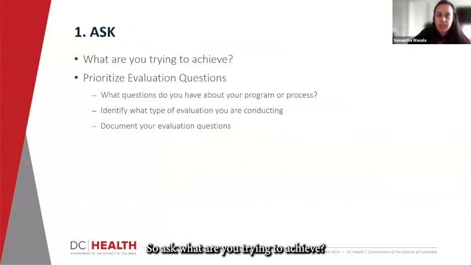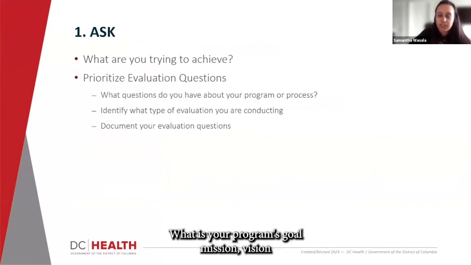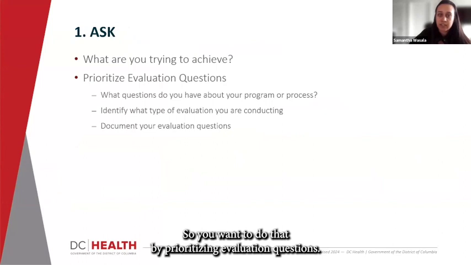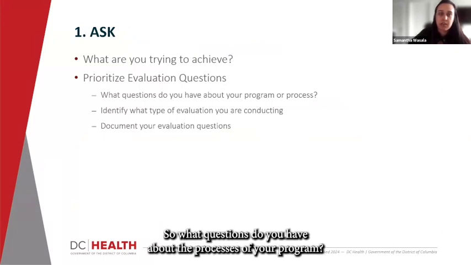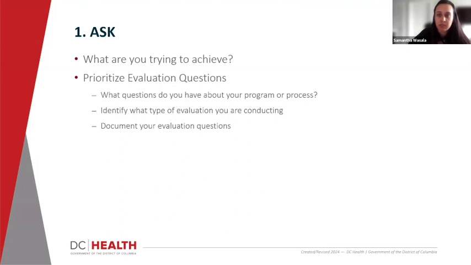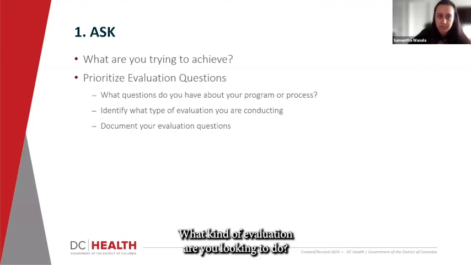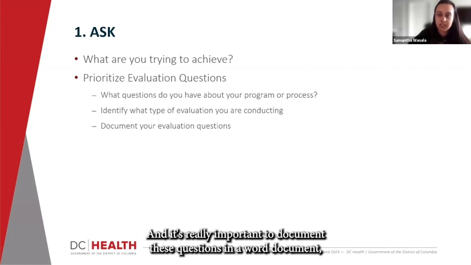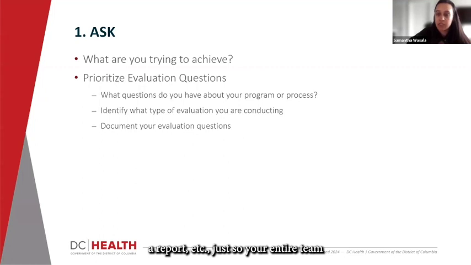So ask, what are you trying to achieve? What is your program's goal, mission, vision to achieve in the next 1 to 2, 3 years? So you want to do that by prioritizing evaluation questions. So what questions do you have about the processes of your program? Who is being impacted? What kind of evaluation are you looking to do? Are you looking to do a formative evaluation, the process, or an outcome evaluation? And it's really important to document these questions in a Word document, a report, etc., just so your entire team has something to look back at.